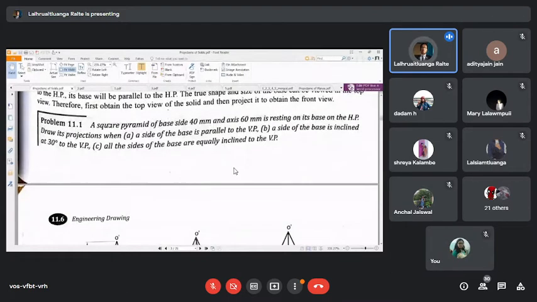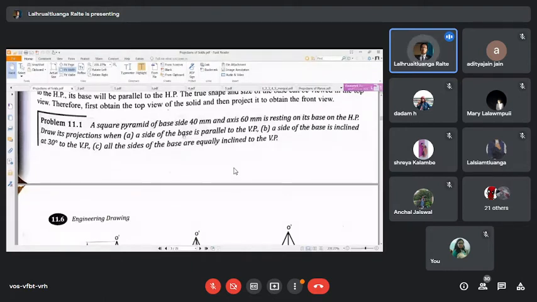A square pyramid of base side 40 mm and axis 60 mm is resting on its base on the HP. Draw its projections when (a) a side of the base is parallel to the VP, (b) a side of the base is inclined at 30 degrees to the VP, and (c) all sides of the base are equally inclined to the VP. So before we proceed, we must know how a square pyramid is going to look.